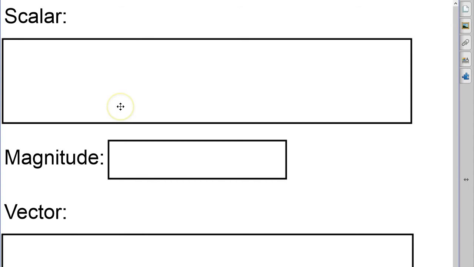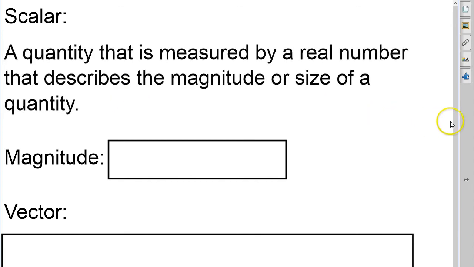So the first thing is a scalar. This is the first definition. A scalar is a quantity that is measured by a real number that describes the magnitude or size of a quantity. For instance, an easy scalar is 7, when you talk about 7 apples. You have 7 of them. It's a number that measures it.